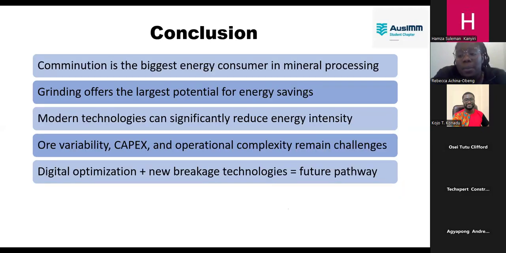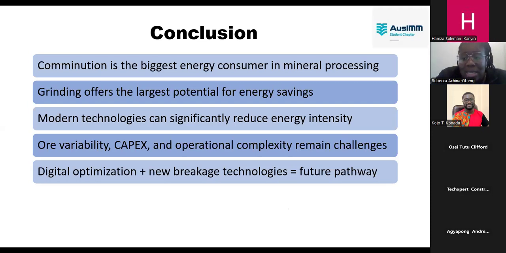Well, to wrap up on our talk today, the main takeaway is that comminution still, even as I'm talking, remains the single largest consumer of energy in the mineral processing industry. It often accounts for about 30 to 50% of total site power use, as I mentioned earlier. Because of this, grinding represents the biggest opportunity to reduce energy intensity, operating costs, and overall carbon footprint.